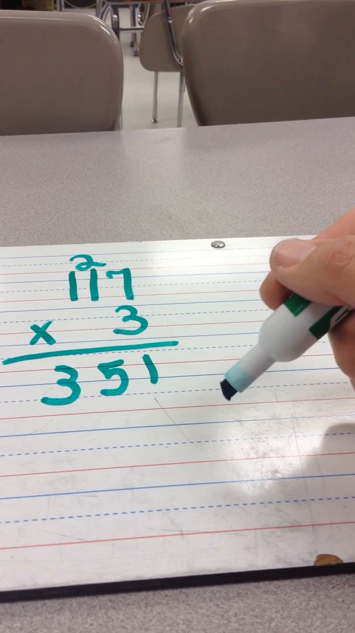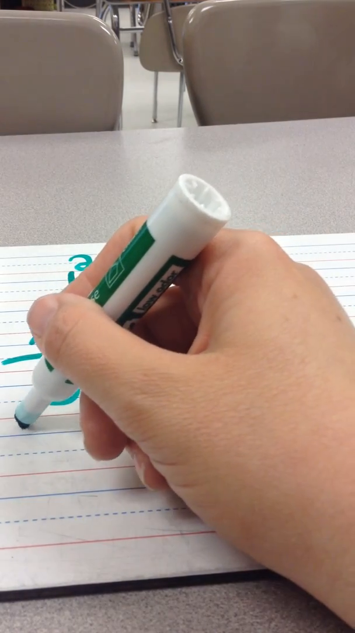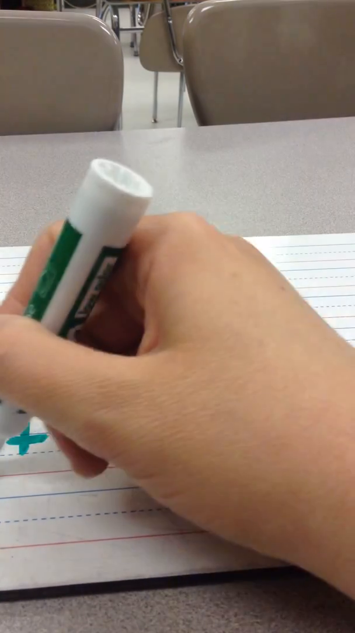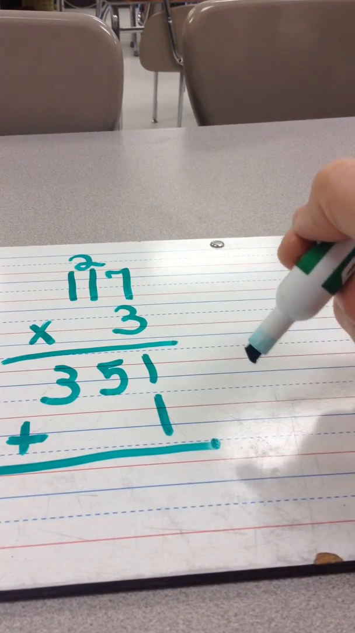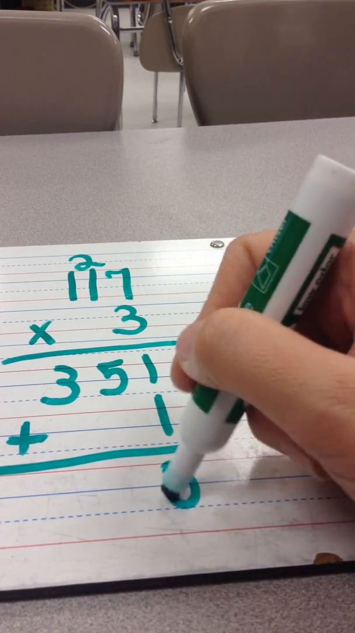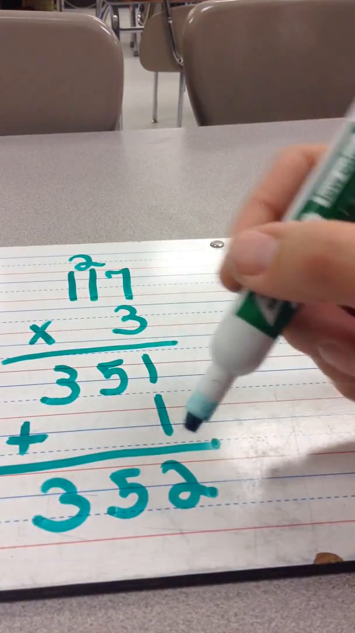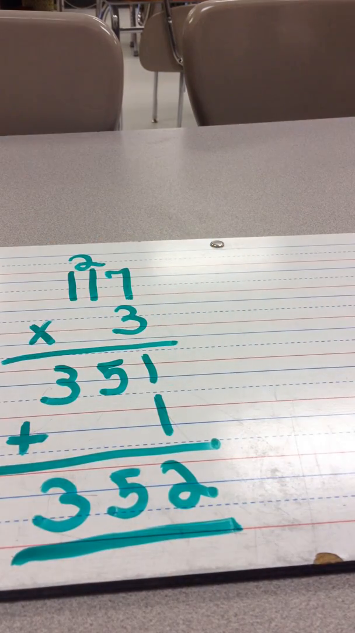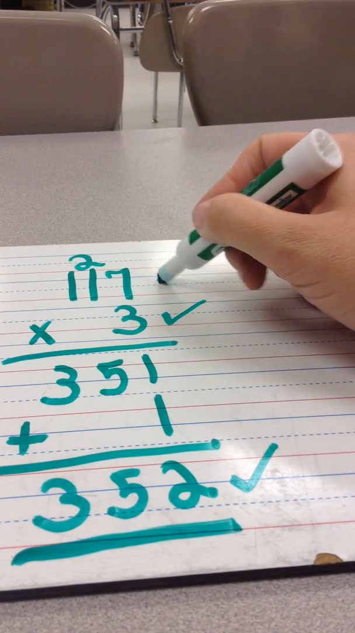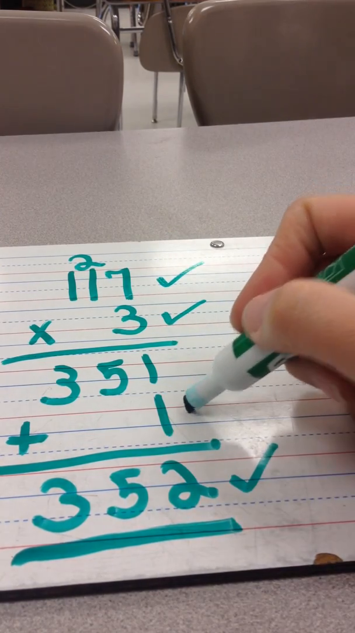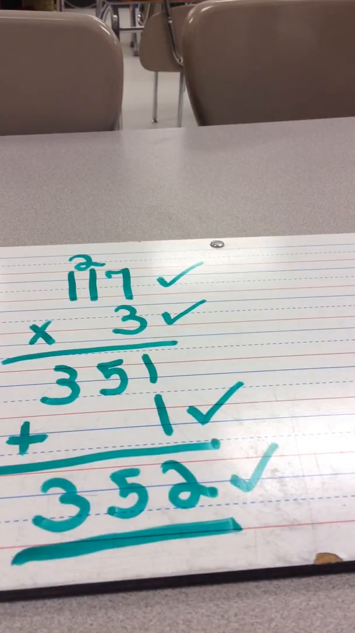I then have to add my remainder, which was 1. When I add these together, 1 plus 1 is 2. I bring down my 5 and my 3, and I get my dividend, which tells me I have my dividend, I have my divisor, I have my quotient, and I then have my remainder. So I have all the parts that I needed in my equation.